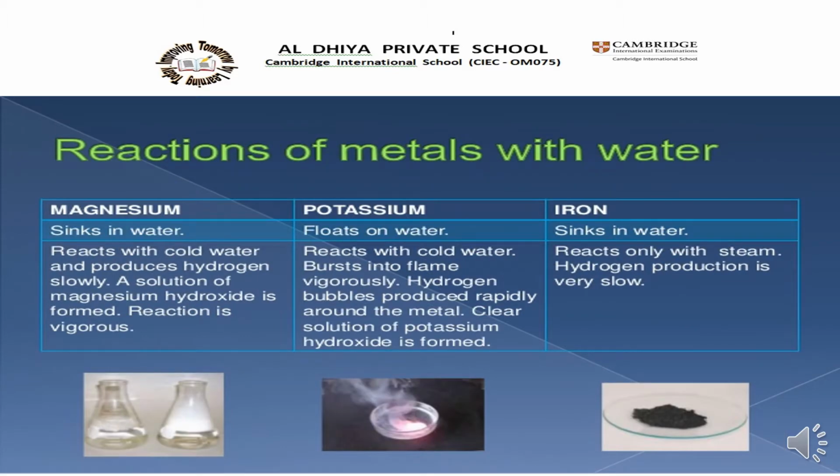Some other examples also. Magnesium reacts with cold water and produces hydrogen slowly, and a solution of magnesium hydroxide is formed. The reaction is vigorous. Potassium floats on water, reacts with the cold water and bursts into flame vigorously. Hydrogen bubbles are produced rapidly around the metal. A clear solution of potassium hydroxide is formed. When iron reacts with steam, hydrogen production is very slow and the iron sinks in the water.